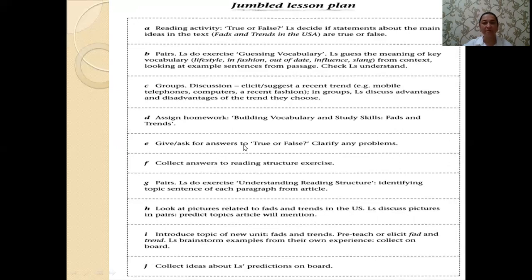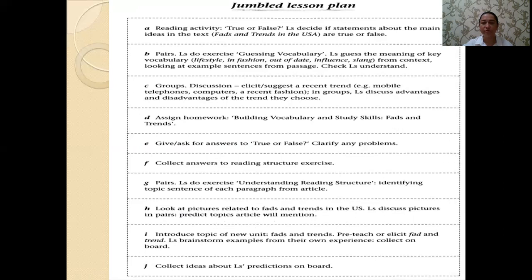Give, ask for answers to true, false. Collect answers to reading structure exercise. In pairs, students do exercise understanding reading structure, identifying topic sentence of each paragraph from article. The next one, look at pictures related to fads and trends in the US. Students discuss pictures in pairs, predict topics, article will mention. The next, introduce topic of new unit. So let's begin from this one.